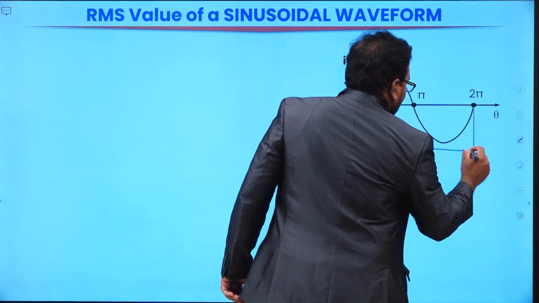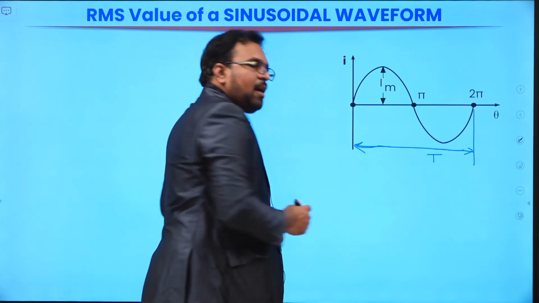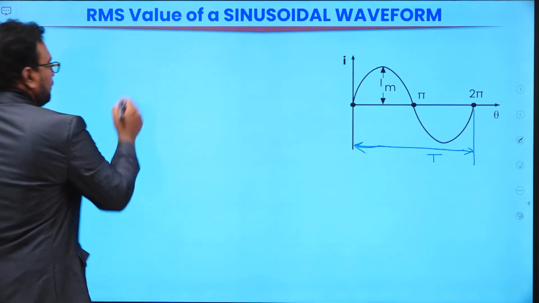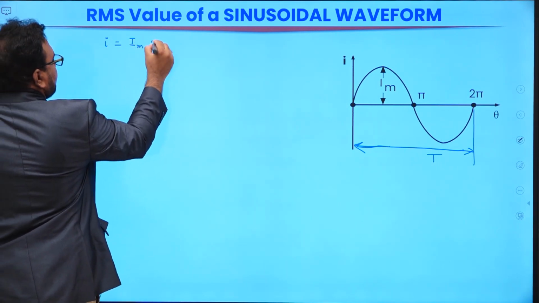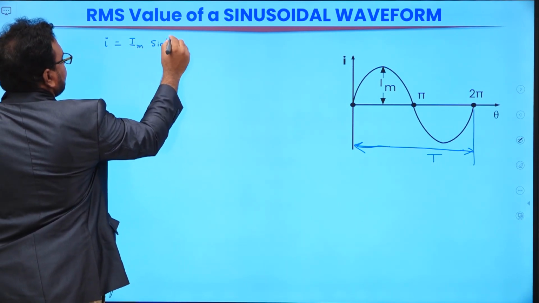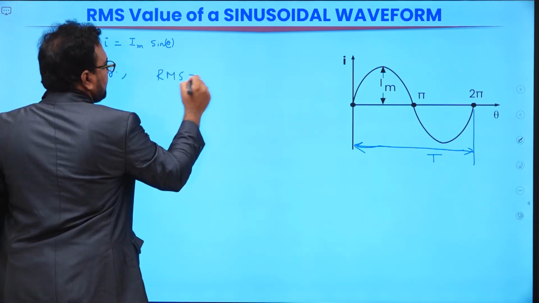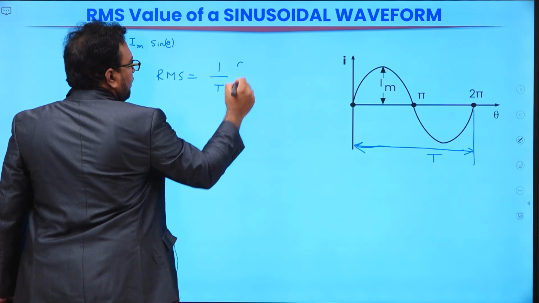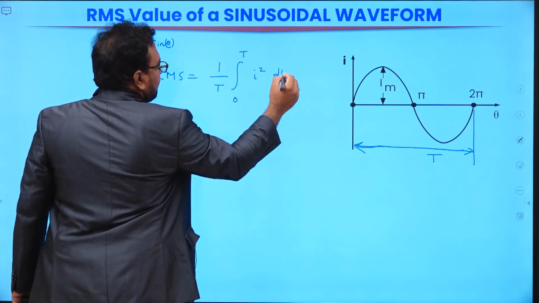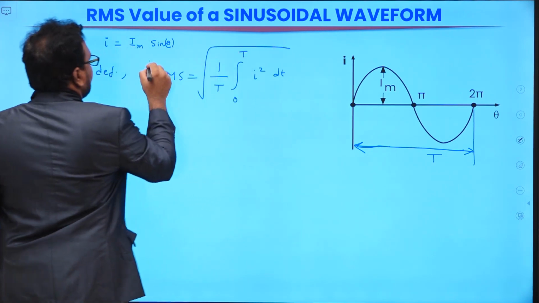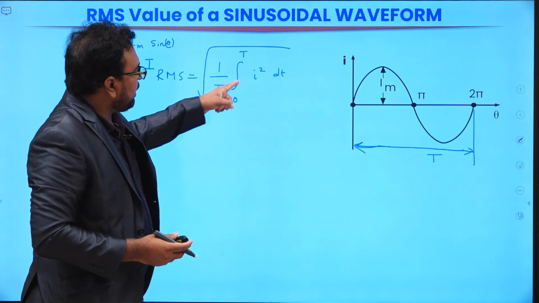So this is the complete cycle, time period t. For one cycle you can calculate the RMS value for any waveform. So here the given waveform is I is equals to Im sin theta. Okay. As per the definition, RMS can be calculated as 1 by t integral 0 to t I square dt under root. So this is the IRMS.